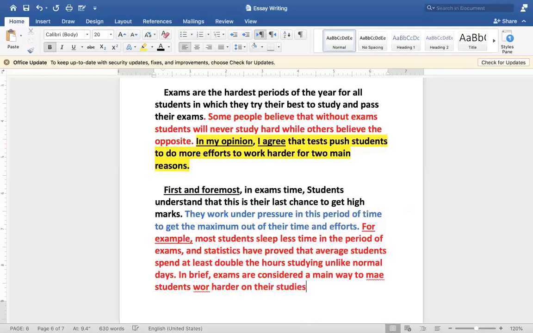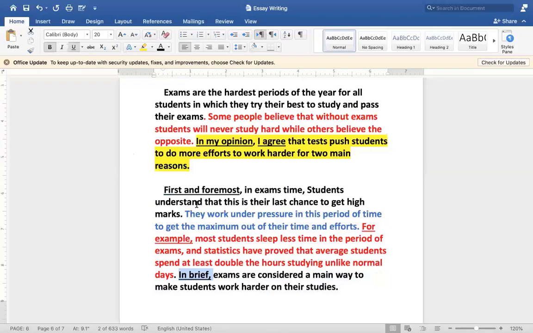What do you think? Did I add a new idea here, or did I repeat the idea in other words? No, I just repeated it in other words, with the same meaning. And I used a transitional signal, also: in brief. So I have first and foremost, for example, in brief.